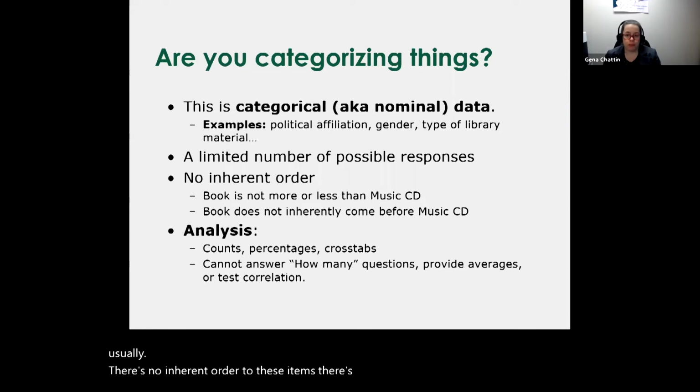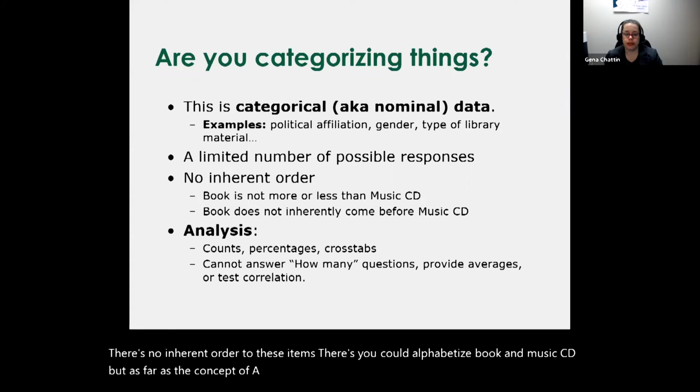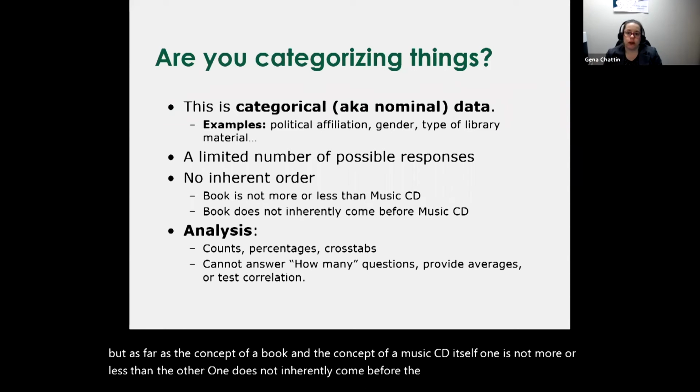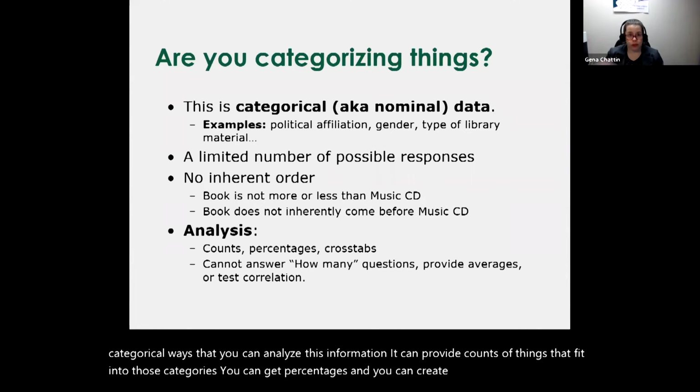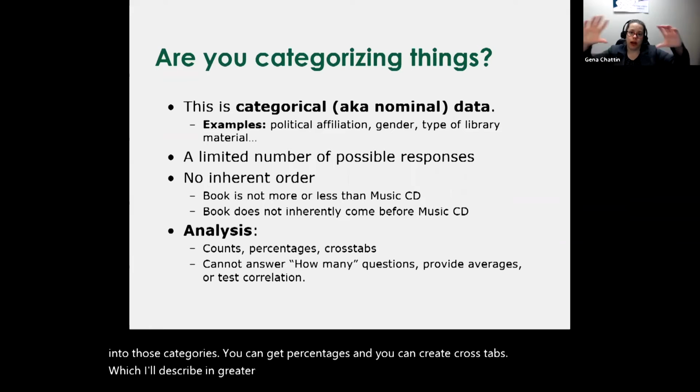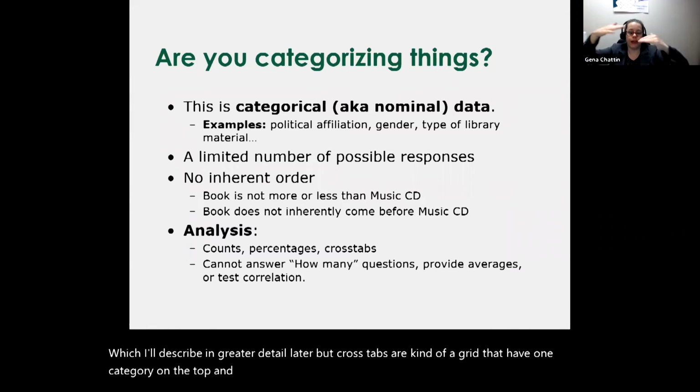You could alphabetize book and music CD, but as far as the concept of a book and the concept of a music CD itself, one is not more or less than the other. One does not inherently come before the other. So it's considered categorical. Ways that you can analyze this information: it can provide counts of things that fit into those categories. You can get percentages, and you can create crosstabs, which I'll describe in greater detail later, but crosstabs are kind of a grid that have one category on the top and another category on the side, and you can kind of get subsections of your information.